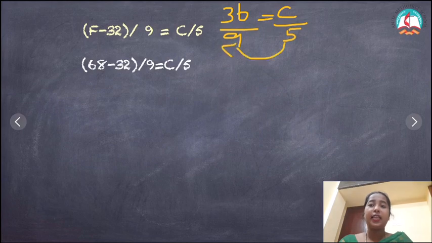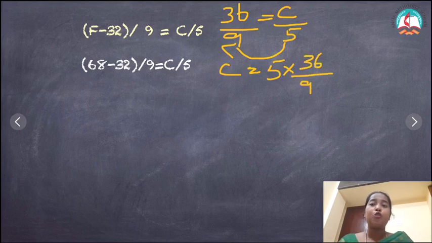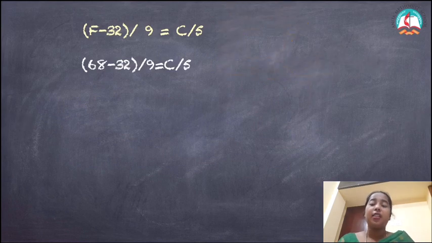Now we're going to calculate. We're going to bring this 5 to the left side. So when you bring it to this side, it automatically gets multiplied. So C is equal to 5 into 36 by 9. So when you divide 36 by 9, 9 ones are 9 and 9 fours are 36. So 5 fours are 20. So the Celsius is 20 degrees Celsius.